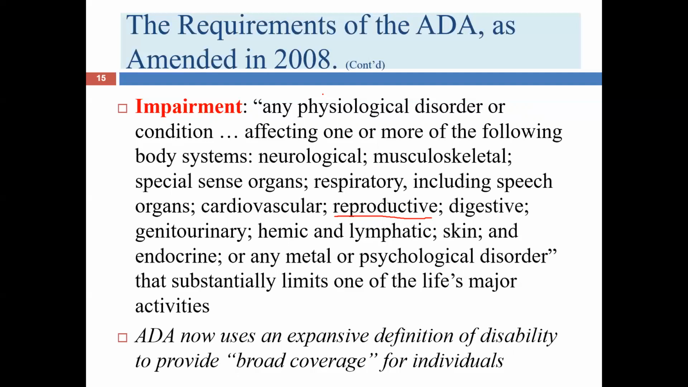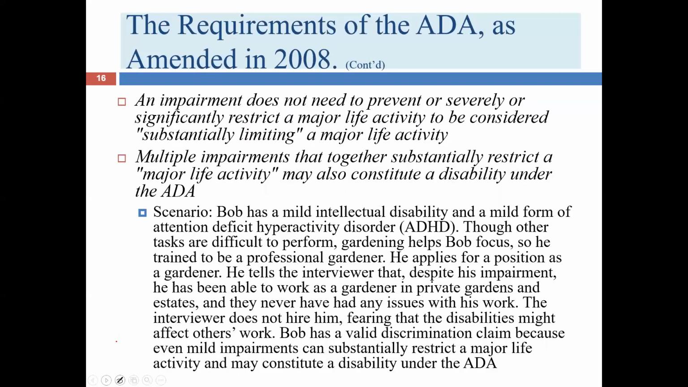Now, we need to have an impairment, so one of these categories, and that impairment has to substantially limit one of life's major life activities. So again, as we saw in the amendment to the law in 2008, an impairment does not need to prevent or severely or significantly restrict a major life activity to be considered substantially limiting. So while they didn't make substantially limiting go away, they took a lot of its forcefulness away through these amendments.